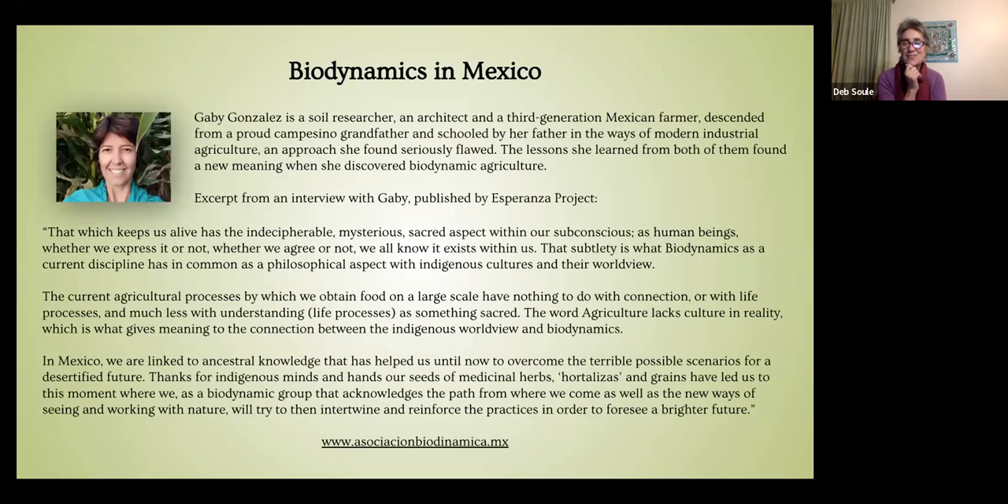Gabby said the current agricultural processes by which we obtain food on a large scale have nothing to do with connection or with life processes, and much less with understanding life processes as something sacred. The word agriculture lacks culture in reality, which is what gives meaning to the connection between the indigenous worldview and biodynamics. So I'm excited that Gabby will be joining us and that we'll be learning more of what's happening in Mexico with the weaving of biodynamics and indigenous wisdom.